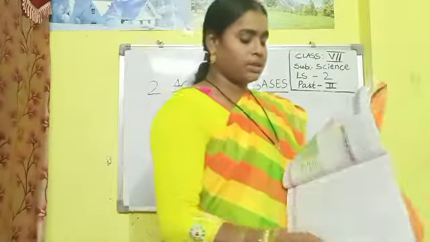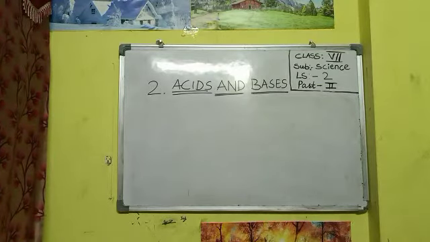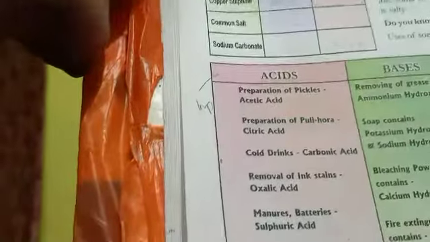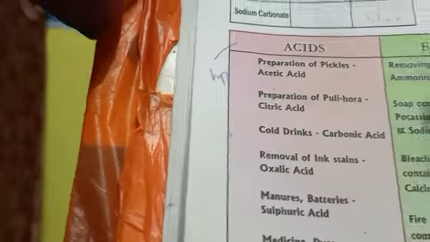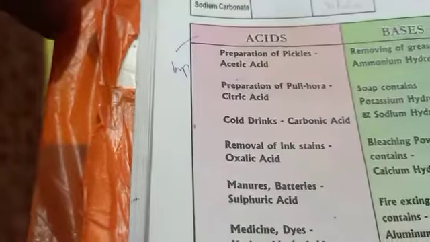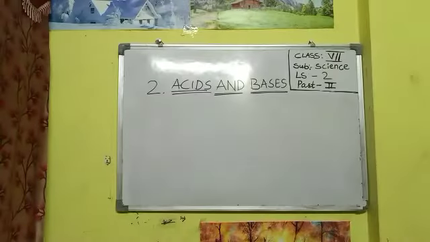I will show the table, children. In page number 16 they have given it. So see, children, here. First we will see the acids. Acids are used for what? See, preparation of pickles.